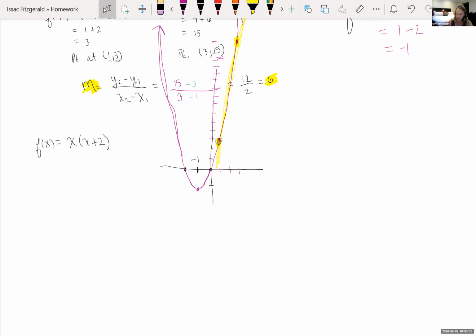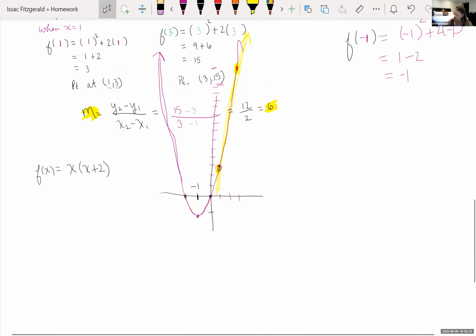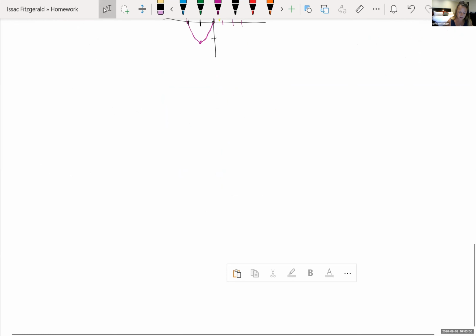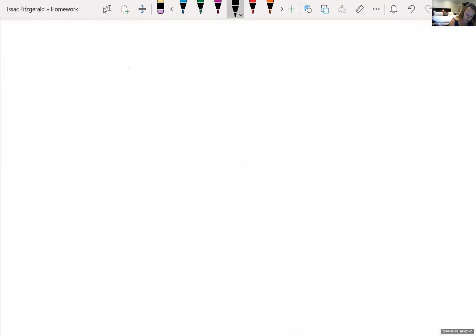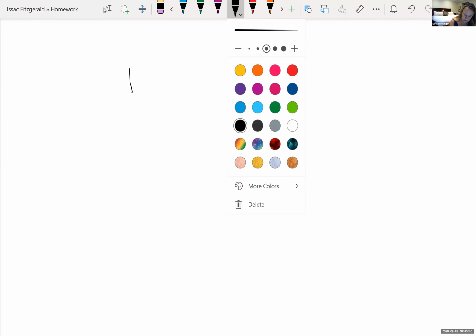Okay. So let me just give you the overview real quick of what we're going to be trying to do and how we can use our limits to help us. I just really want thicker pens.